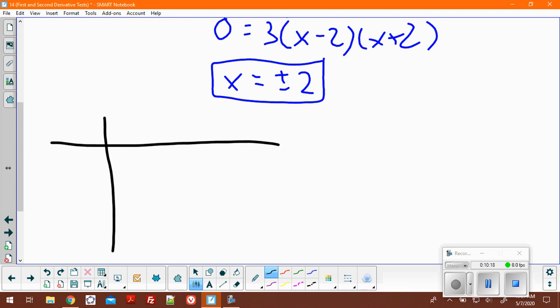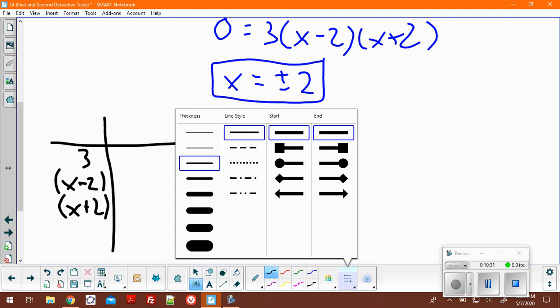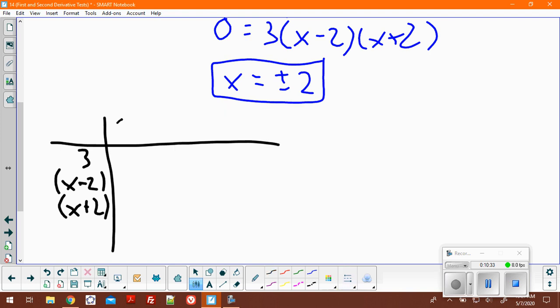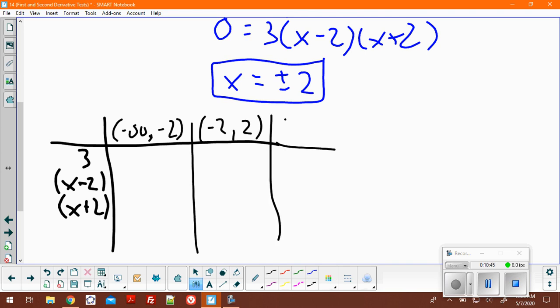So in my function, I have a stray 3, I have an x minus 2, and I have an x plus 2. For my intervals, I look at my roots. So my first root is -2. So my first interval is from -infinity to -2. My second interval is between -2 and +2. And my third interval is from 2 to infinity.